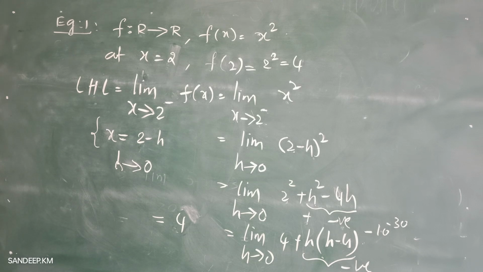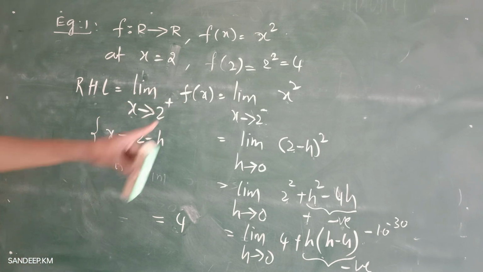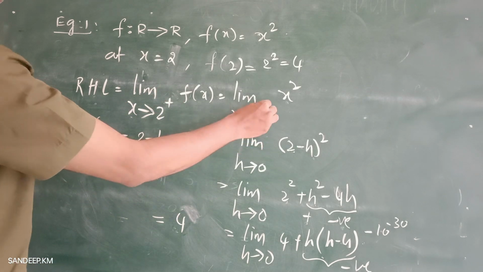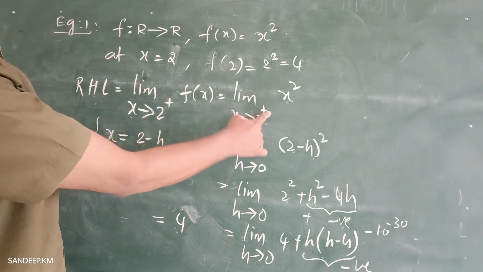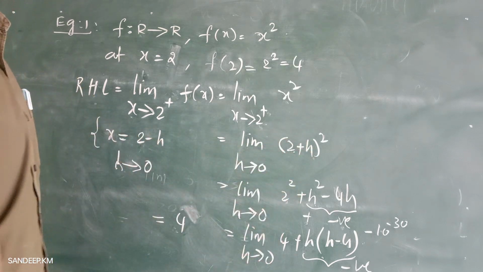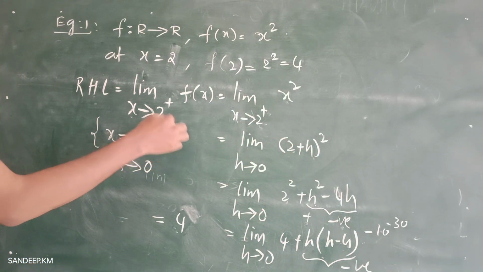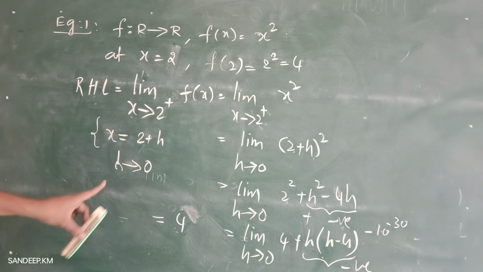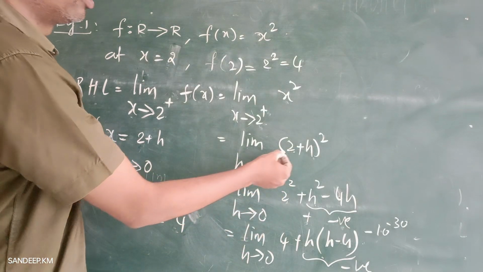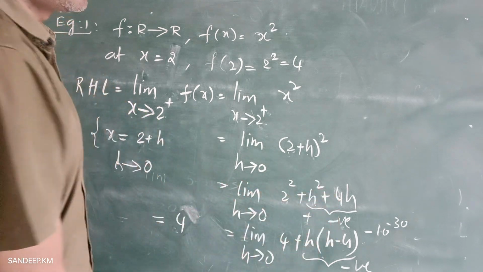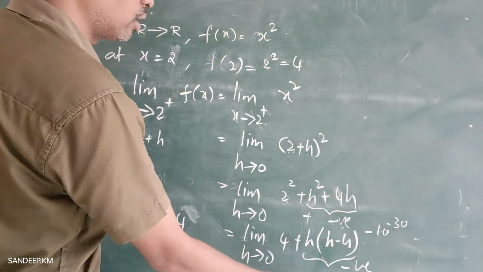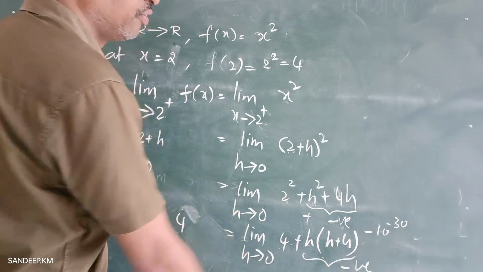Okay, now as we are discussing RHL also, the right hand limit RHL. Then x approaches 2 plus f of x. So limit x approaches 2 plus x square. So x approaches 2 plus means x is 2 plus h. Correct or not? x is approaching 2 from the right side means x is 2 plus h, where h is approaching 0. So we know that a plus b whole square is a square plus b square plus 2ab. Then this becomes 4 plus h into h plus 4.